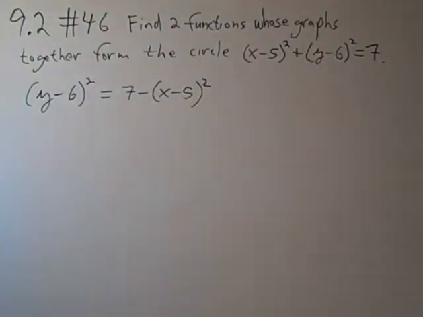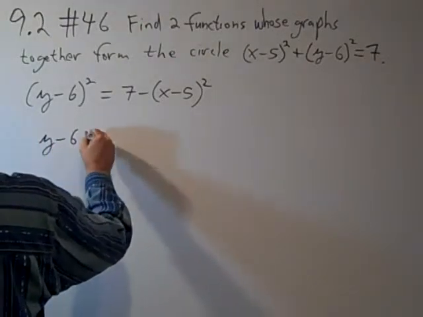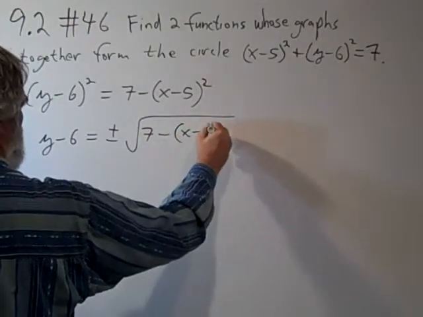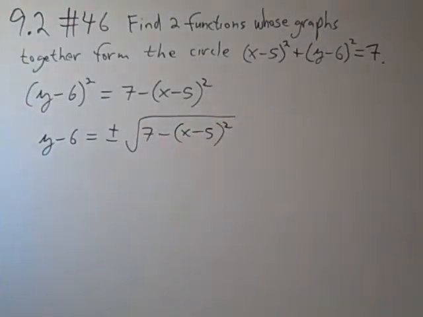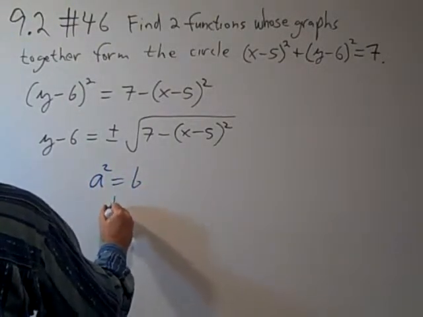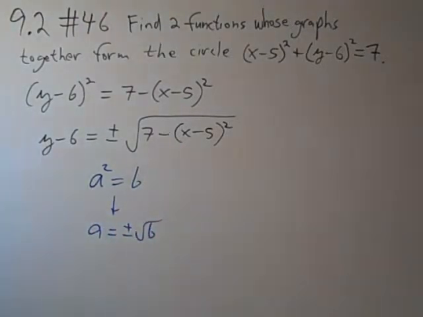Now to solve for y, we'll take the square root of both sides. So we have y - 6 equals plus or minus the square root of 7 minus (x - 5) squared. Remember the square root property, that whenever you have a squared equals b, you can rewrite that as a equals plus or minus the square root of b. So that's all we did there.